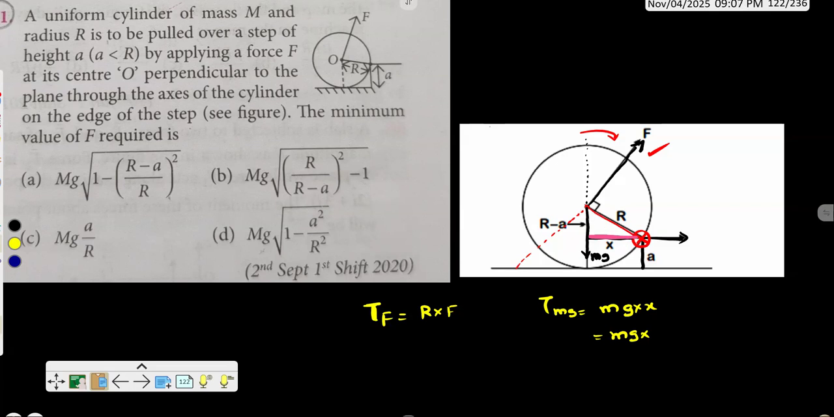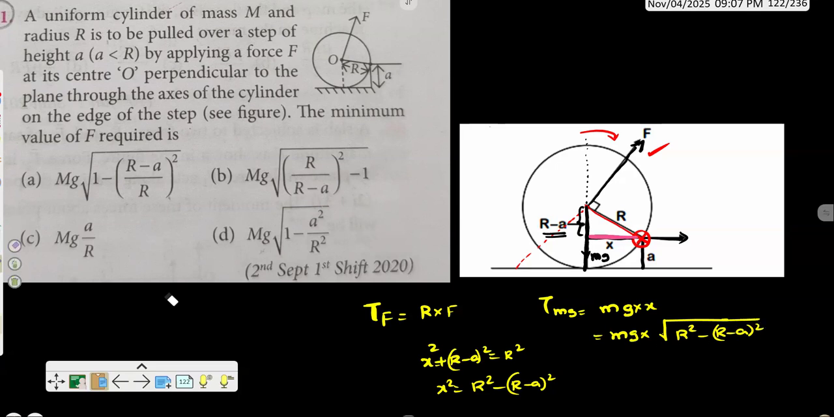This is r and this is also r. This side is also r. So how much would this side be? This side would be r minus a. So now x, the small x, is the base; by the Pythagorean theorem, x square plus (r minus a) whole square is equal to r square. x square is equal to r square minus (r minus a) whole square. So x is equal to the square root of r square minus (r minus a) whole square. So this is the torque due to mg.